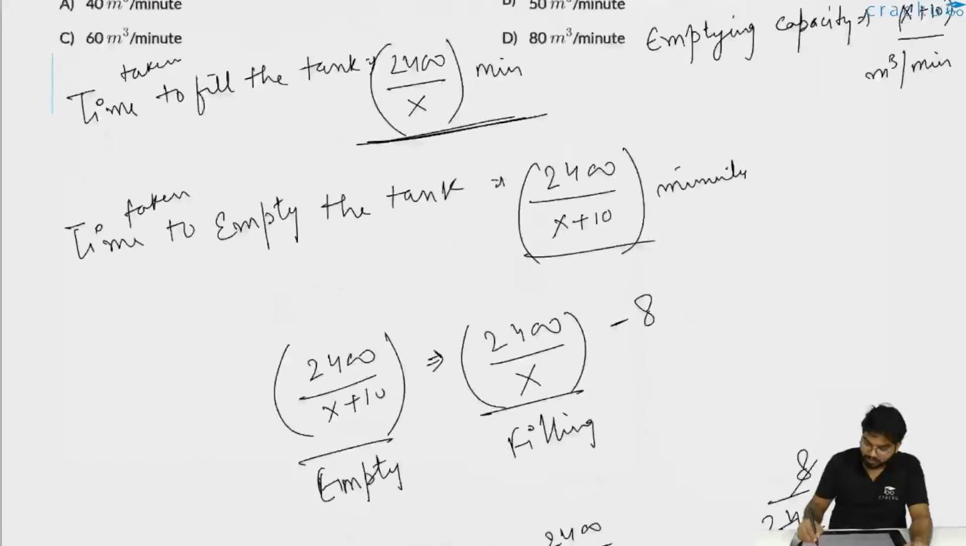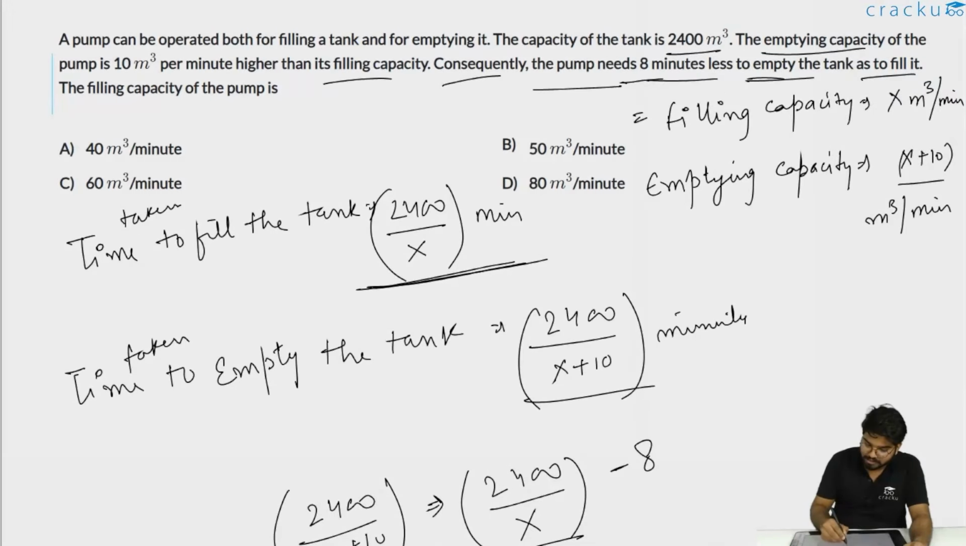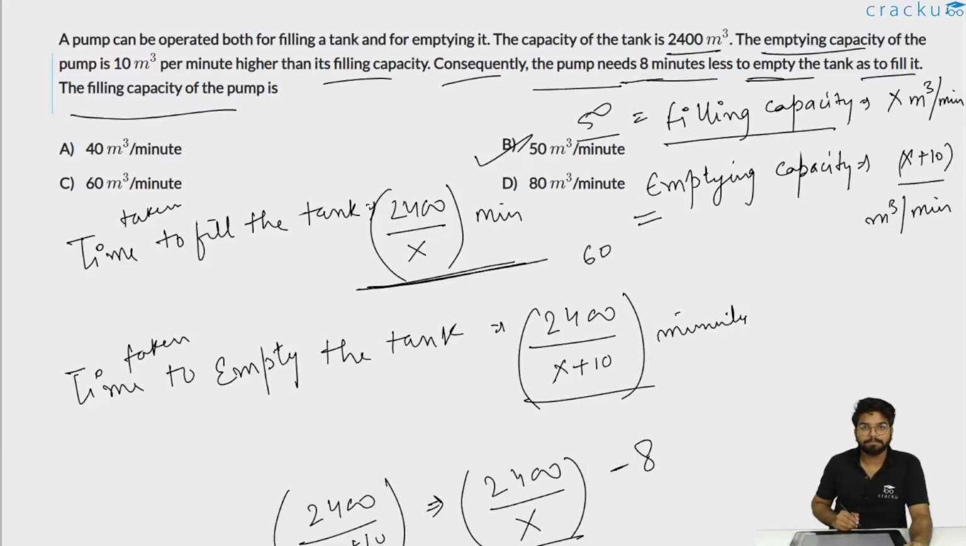It means that the filling capacity is 50 meter cube per minute, emptying capacity is 60 meter cube per minute. We are asked to find the filling capacity of the pump. The filling capacity is 50 meter cube per minute, that is option B.